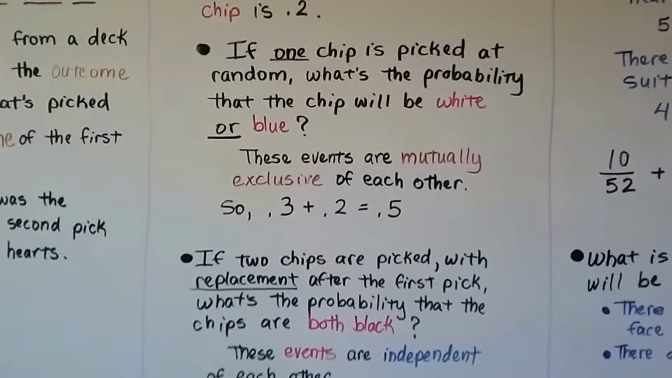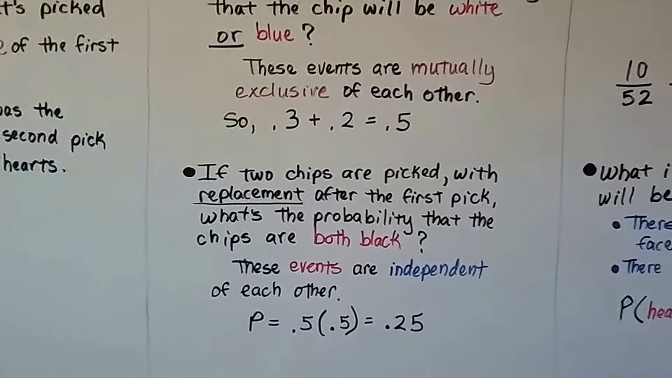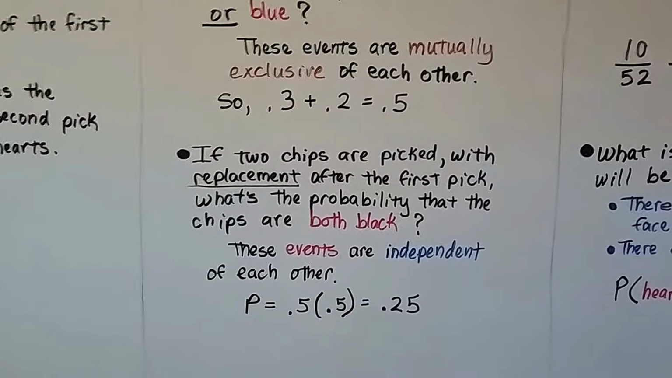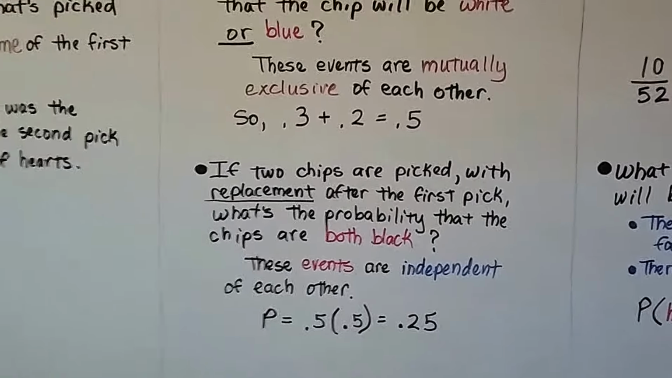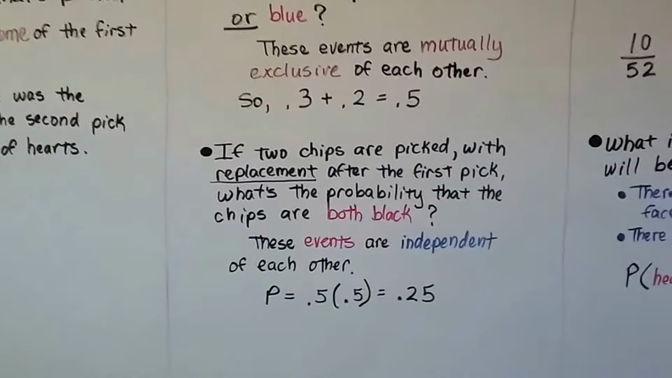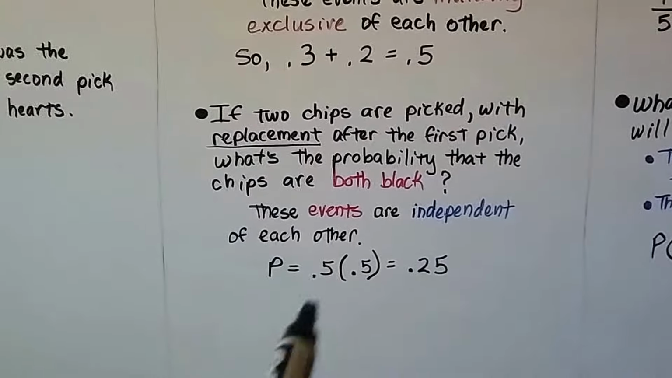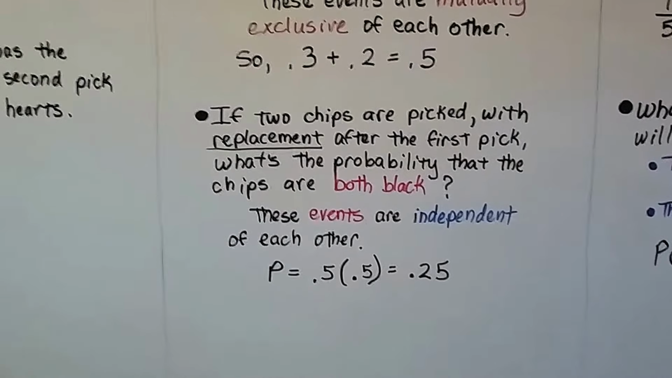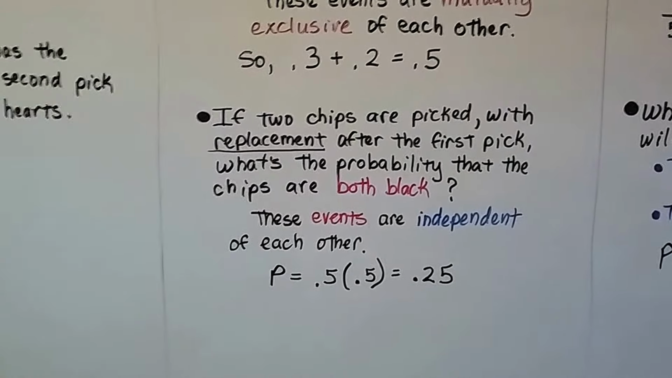If two chips are picked with replacement after the first pick, what's the probability that the chips are both black? Well, it said black chips were 0.5. So the probability of them both being black, we would do 0.5 times 0.5 and get 0.25. See?